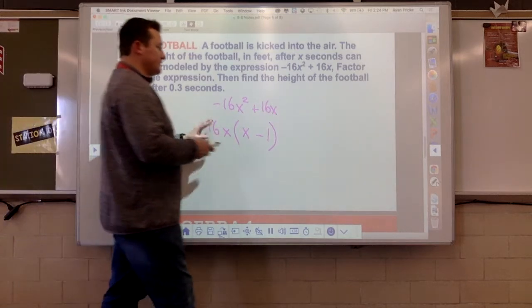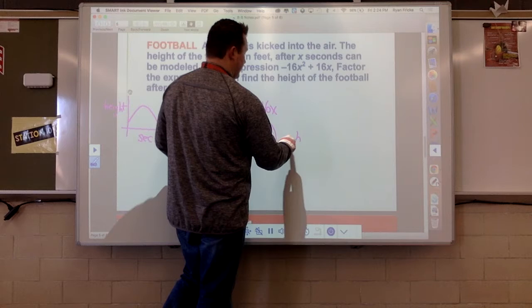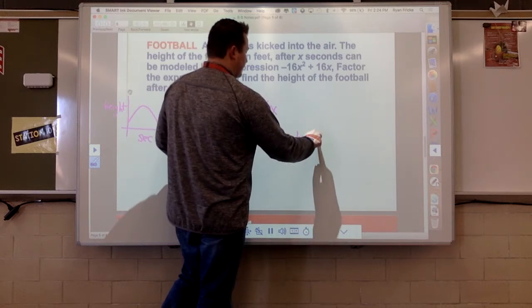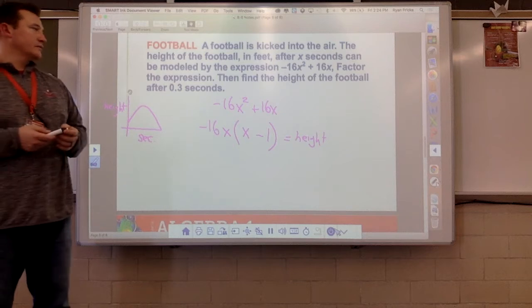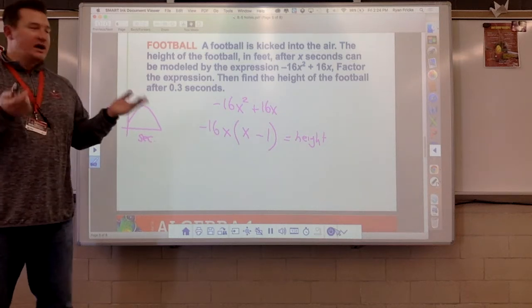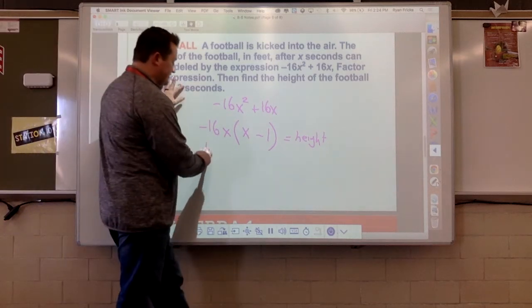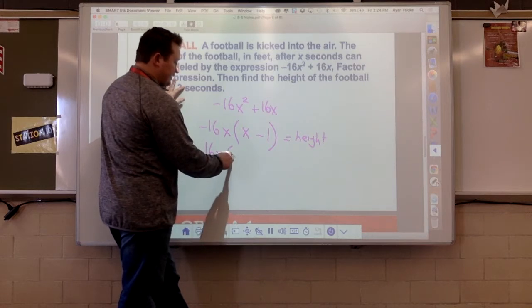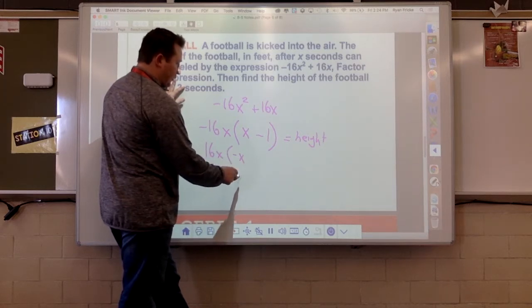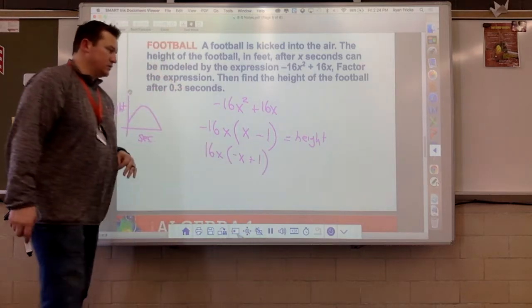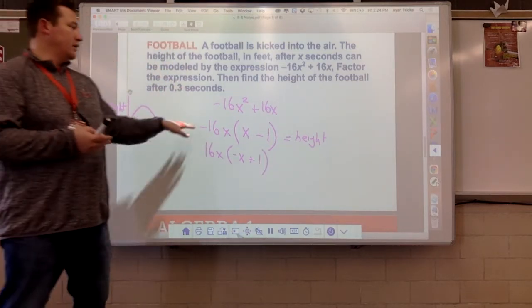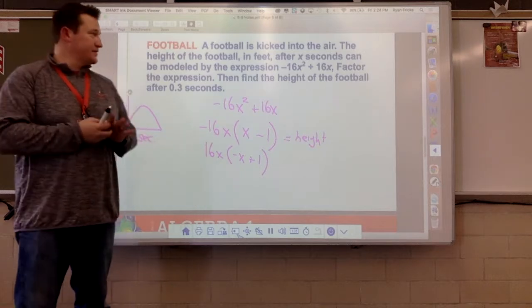Remember, this expression gives me my height. Okay. So factor the expression, there we go. If we would have just factored out a 16x, guys, it looks a little bit different. It's going to be negative 1x plus 1. Okay? Again, these are equivalent expressions. They mean the same thing.